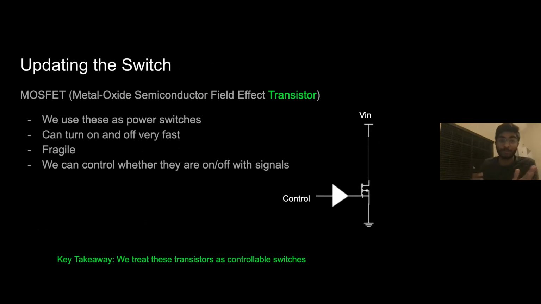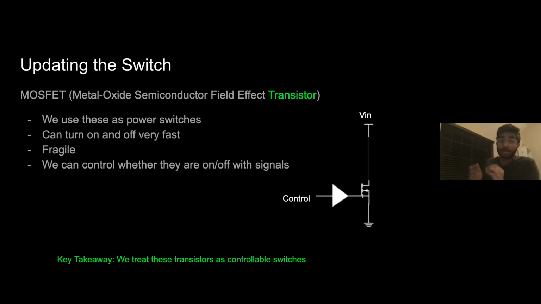Okay, so we've been talking about switches. And before, I had it represented as a literal switch that you turn off and you turn on. But realistically, that's not happening because we can't do that 1,000,000 times per second. It's not possible. So I'm introducing a MOSFET, which stands for metal oxide semiconductor field effect transistor, which is a mouthful, but you only have to remember the transistor part because that's what this is.